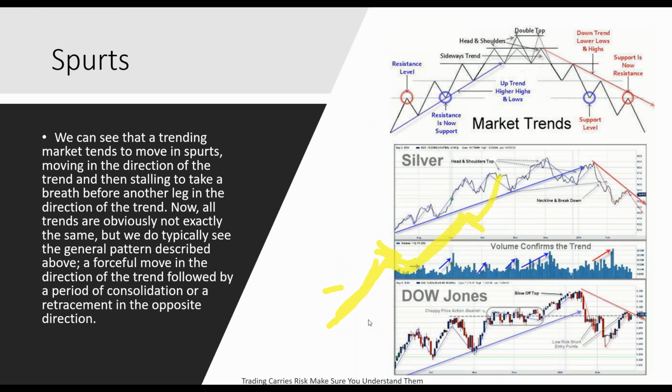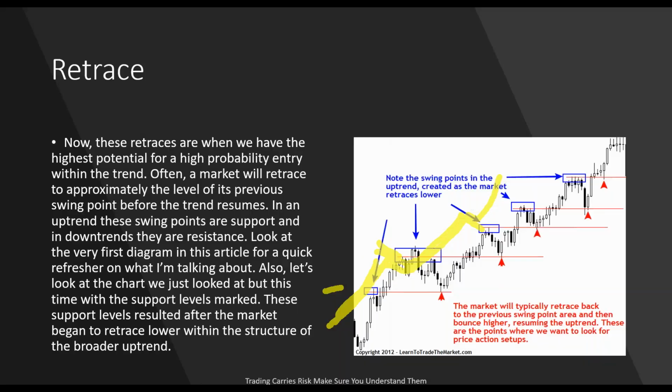But the market moves in these spurts. And we can see that a trending market tends to move in spurts, moving in the direction of the trend and then stalling to take a breath before another leg, which are known as retracements. Now, these retraces are when we have the highest potential for a high probability entry within a trend. Now, the question is, where do you actually enter when you want to find a trending market? What gives you the entry point to enter?